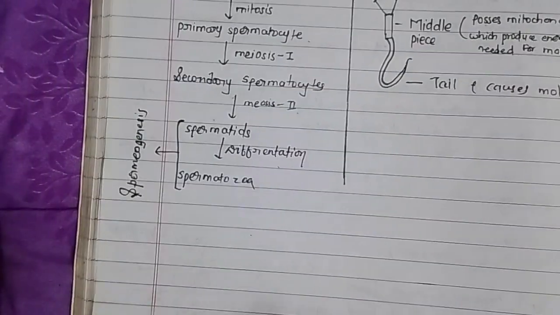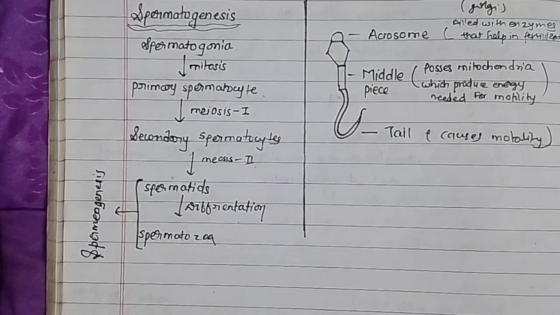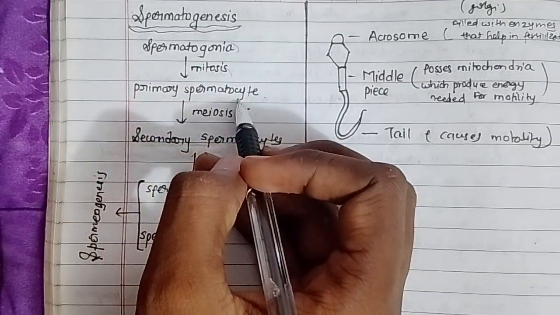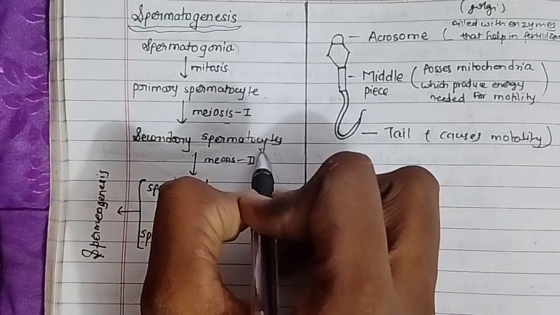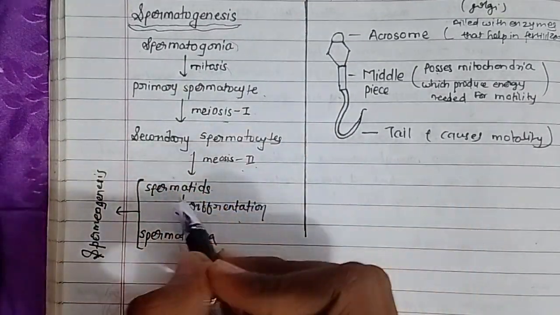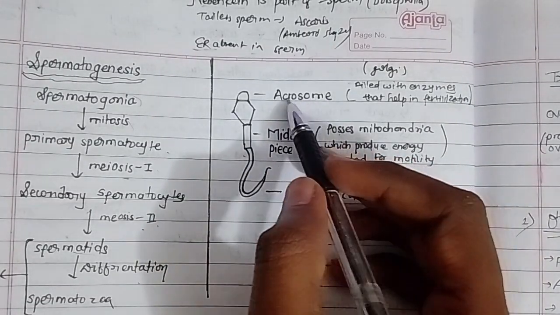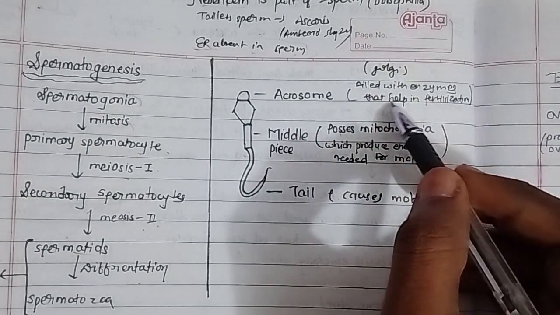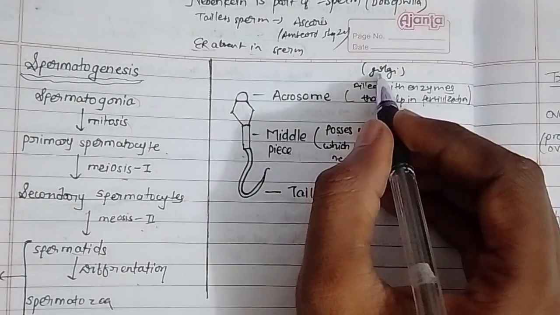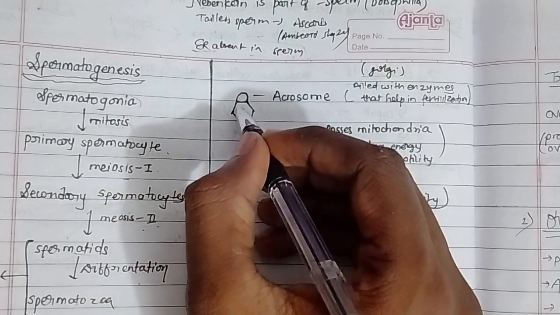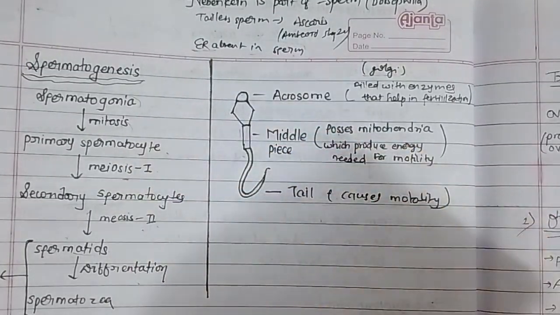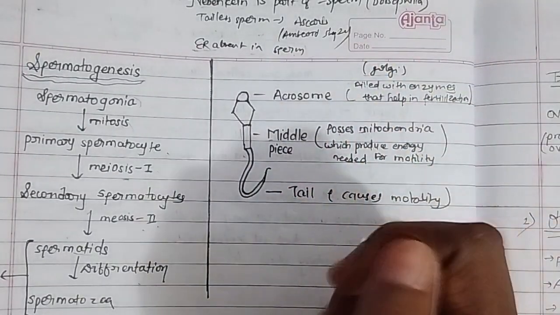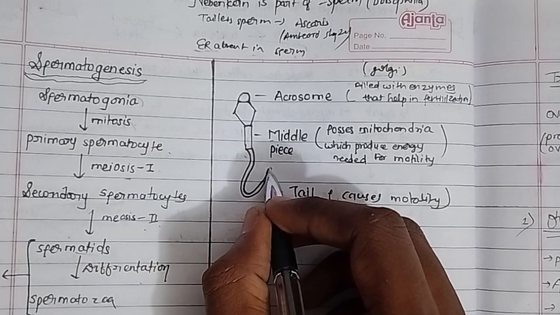Anyway, let's look at spermatogenesis. First we have to understand spermatogonia. It undergoes mitosis to form a primary spermatocyte. Then it goes through meiosis 1 to form secondary spermatocytes, and then meiosis 2 to form a spermatid, and then sperm. Here is the head, and you need to understand it's filled with enzymes that help in fertilization, and it contains the Golgi. This is called the middle piece. The middle piece consists of mitochondria. M for middle, M for mitochondria. It produces energy for motility, and here is the tail. The tail basically helps with movement.